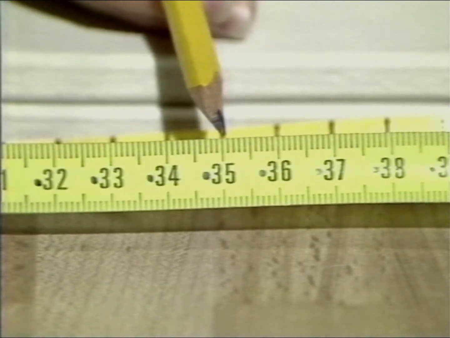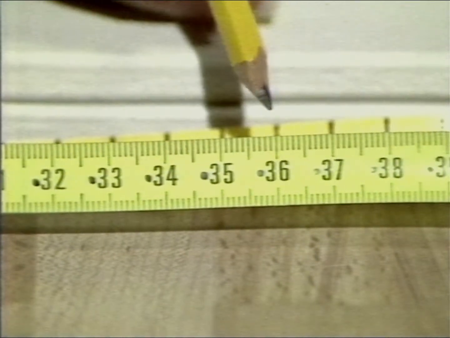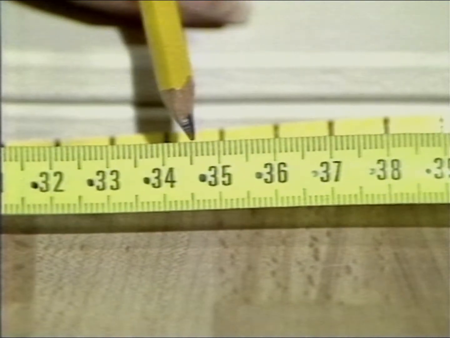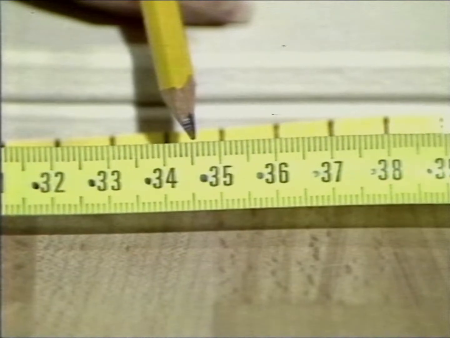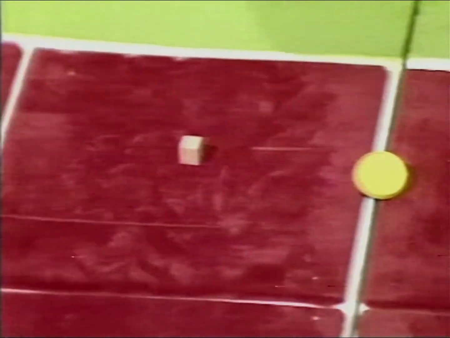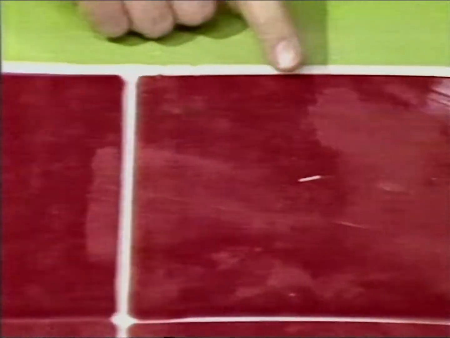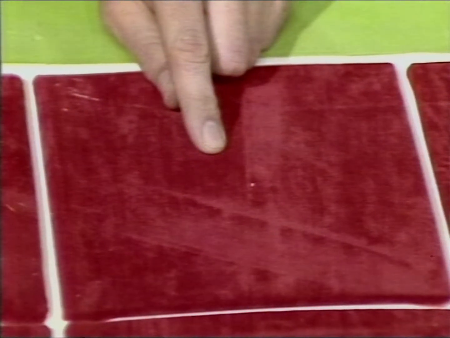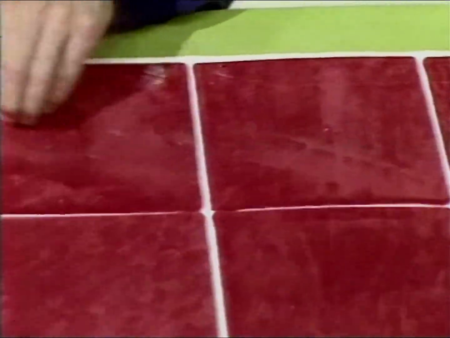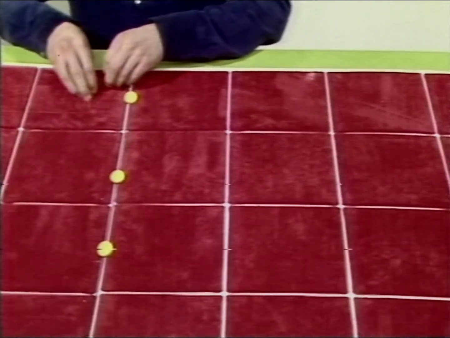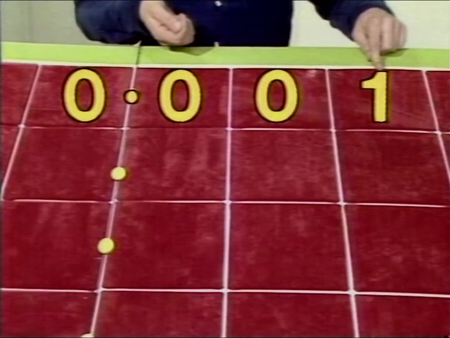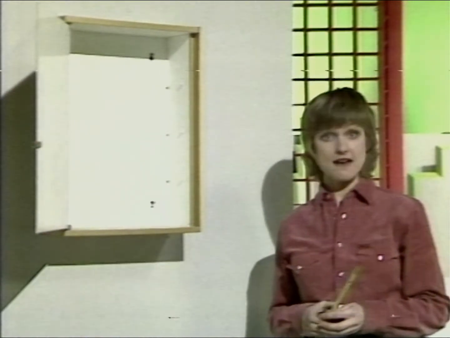10 times this distance is this distance. There are 100 of these in a metre, so there are 1,000 of these in a metre. This is 1,000th of a metre. 1 unit, 1/10, 1/100, 1,000th. By itself, naught point 0.001. Let's measure that shelf space again.